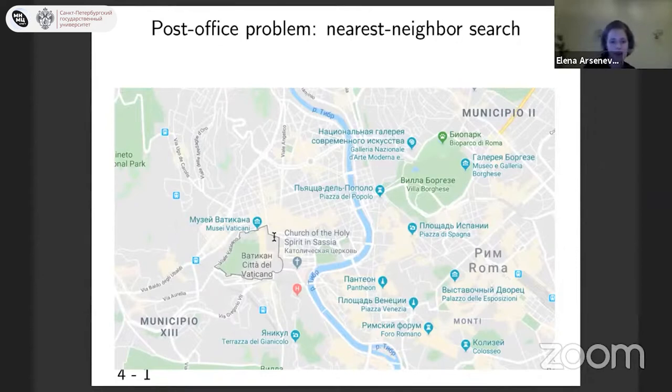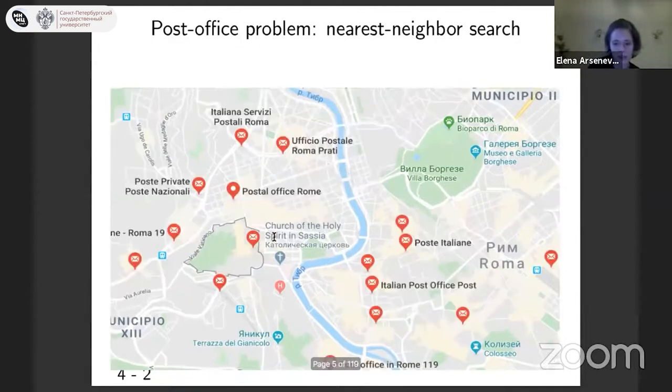here's the famous post office problem first asked by Donald Knuth. Here's one way to formulate it. Suppose I'm still able to travel, which is not true right now, but let's suppose that at some point it will be true. I'm traveling in my favorite city, Roma, and I have a tradition of sending postcards whenever I'm traveling, and I'm a little bit in a hurry and I want to reach the neighboring post office to send my postcards to my friends. So what I have is a map of Rome, with just crossed the locations of the post offices.